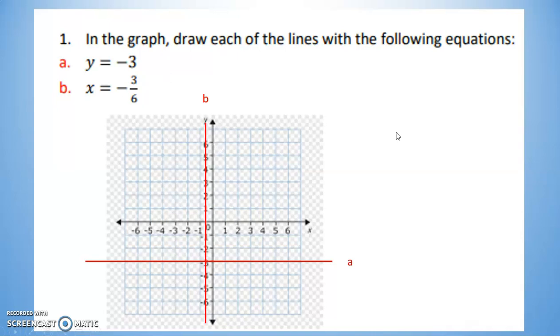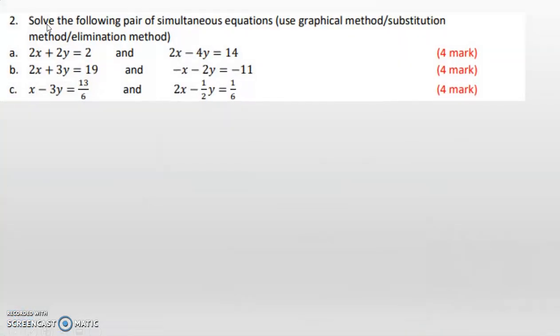Be careful. Next, question number 2. Solve the following pair of simultaneous equations. Use graphical method, substitution or elimination. Okay, I choose the first one, 2a, with the graphical method. For the graphical method, we input x as 0. So we get 2 multiplied by 0 plus 2y equal 2.